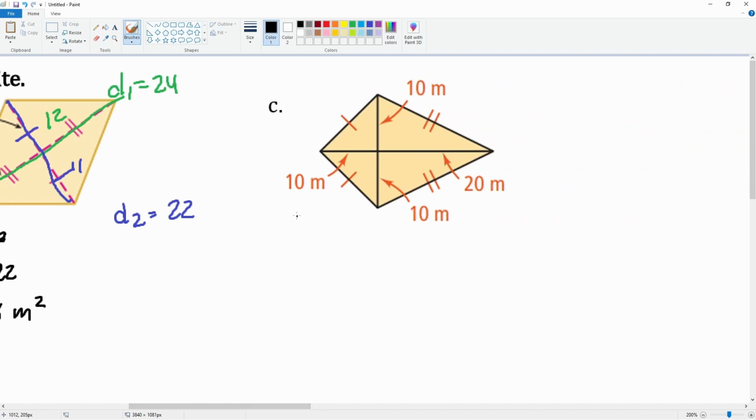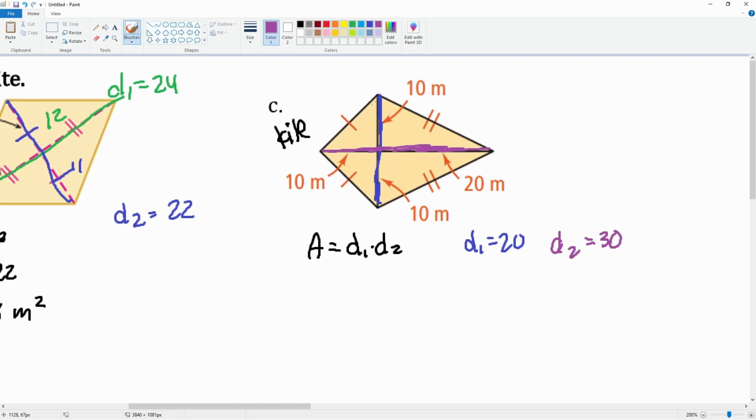C. The rhombus and the kite actually share the same formula. Area equals diagonal 1 times diagonal 2. The diagonal 1 is this complete length here. Diagonal 1 is equal to 20. And then the diagonal 2 is going to be 10 plus 20, which is 30. So we can now plug it in. Area equals 20 times 30. That is 600 meters squared.